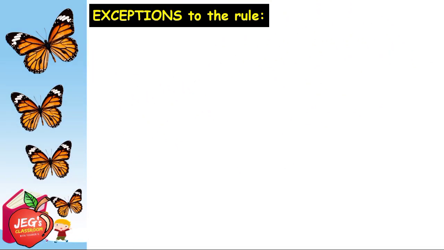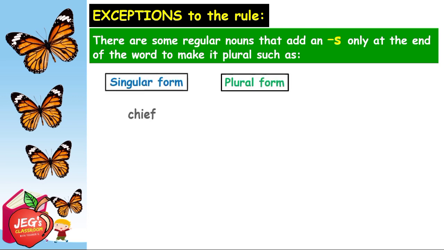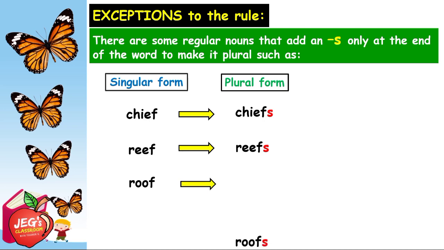There are exceptions to the rule number 4 because there are some regular nouns that add an S only at the end of the word to make it plural, such as the following. Chief becomes chiefs. Reef becomes reefs. Roof, roofs. Cliff, cliffs. Notice that we only add an S to each word and not ES.